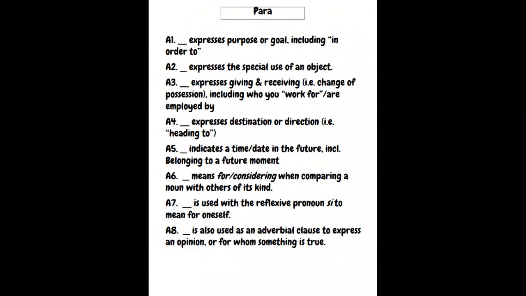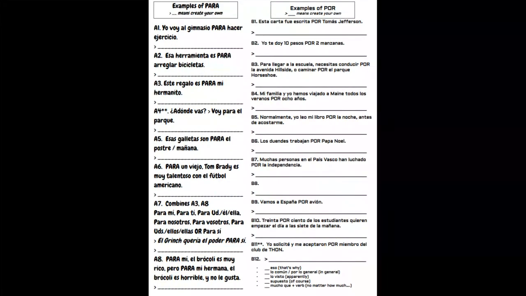A4. Use para expresar la destinación, el destino o la dirección, expressing destination or direction. All right, where are you heading to? Voy para la escuela, or voy para el parque. I'm going, or I'm heading to the school or the park. ¿A dónde vas? Voy para el parque. Where are you going? I'm going to the park. I'm heading to the park.